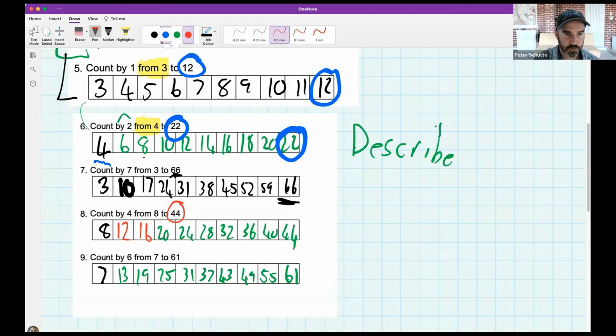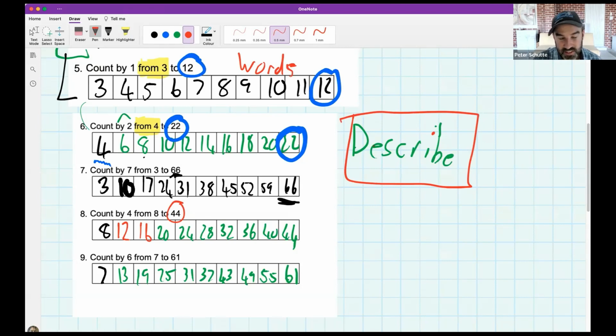And I just, in this first one, I said, count by 1 from 3 to 12. So that's using words to describe a number pattern. But what do we normally use to describe number patterns in mathematics? We sometimes use words. And I want to see in the chat, what do you think? There's more than one way to describe this. But I'd like to see in the chat, what do you think we're going to use to describe these patterns going forward?